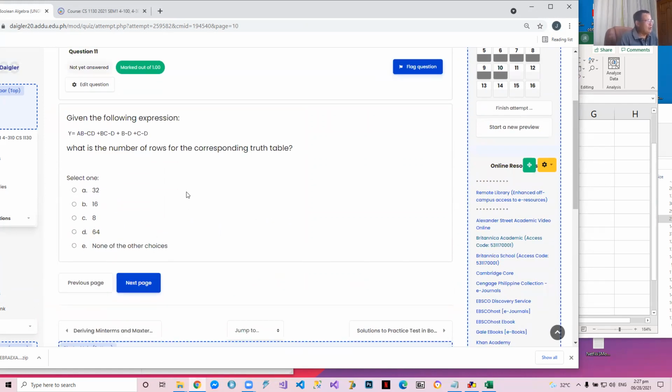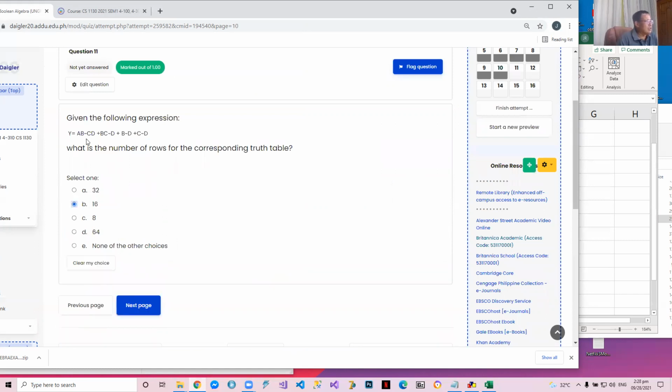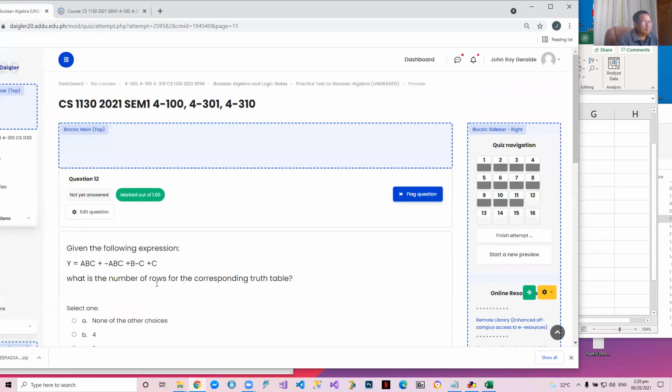Number 10. How many rows do we have for the following expression? You have A, B, C, and D also. So this is also 16 rows. Tama ba? A, B, C, and D, yes. So we'll have 16 rows, okay?